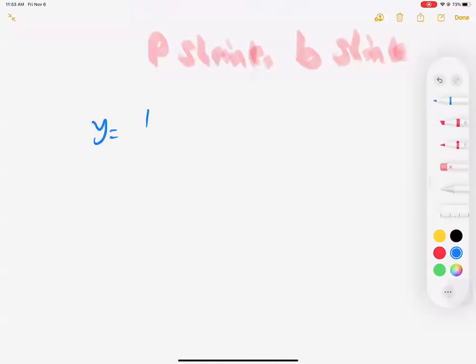Y is equal to 1/2. I'm going to do a weird one. Sine of 3x minus pi over 2. This one is terrible. Mr. Go doesn't like us. Plus, let's say minus 1. Minus 1. Okay. A, B, C, D.